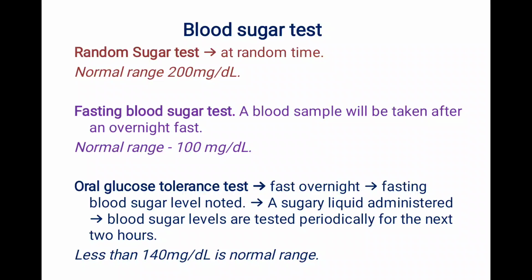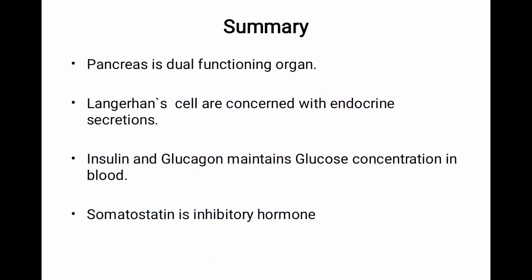The random sugar test is at a random time, the fasting blood sugar test takes the blood sample after an overnight fast, and then the oral glucose test. Here the patient is kept fasting overnight and the blood sugar level is noted. Then they administer the sugary liquid or juice, and the glucose is periodically tested for the next 2 hours. So this is called the blood sugar test.